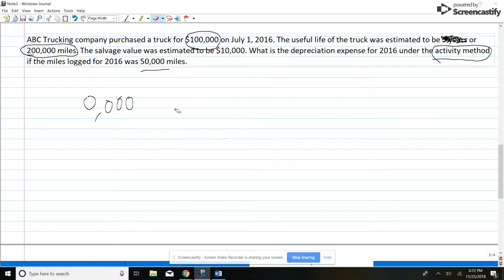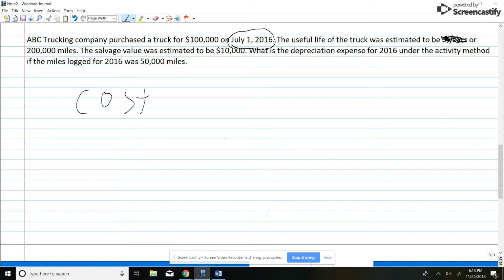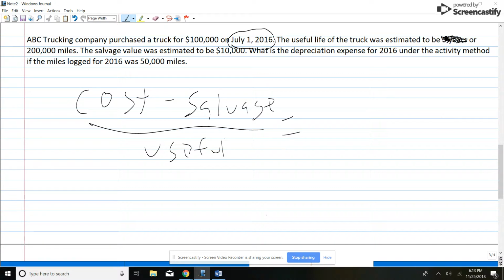In the activity method, some of you may have thought to decrease the depreciation in half, except you wouldn't do that for the activity method because we care about the miles, not the time. But if it was a straight line method, then we would, because we only used it for half a year. The number that we get from doing cost minus salvage value, so the depreciation base, divided by the useful life, gives us our depreciation for every year, right? So then we would divide it by half because it's only half a year that we're using it.